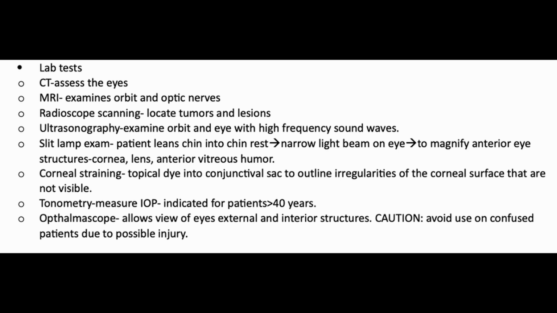Other diagnostic assessments. So you have your slit lamp examination. This looks at the anterior eye structures. Your corneal staining, which looks at the fluorescein on the conjunctival sac. Then you have tonometry, which is your intraocular pressure. Ophthalmoscopy looks at the external and internal features of the eye. So usually when you go to the eye doctor, they will do a more detailed look at your eye, okay? Especially if your patient has comorbidities like diabetes and hypertension.